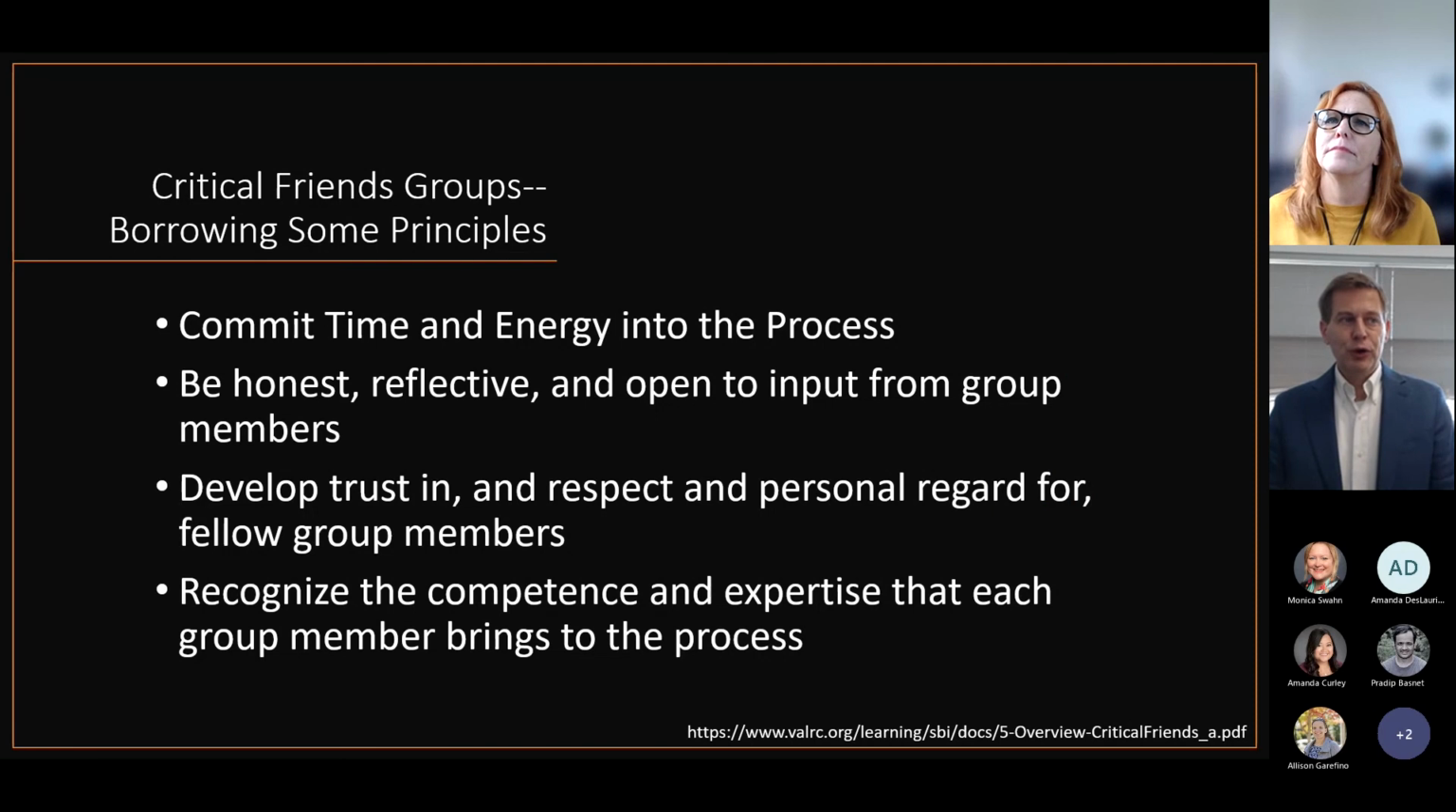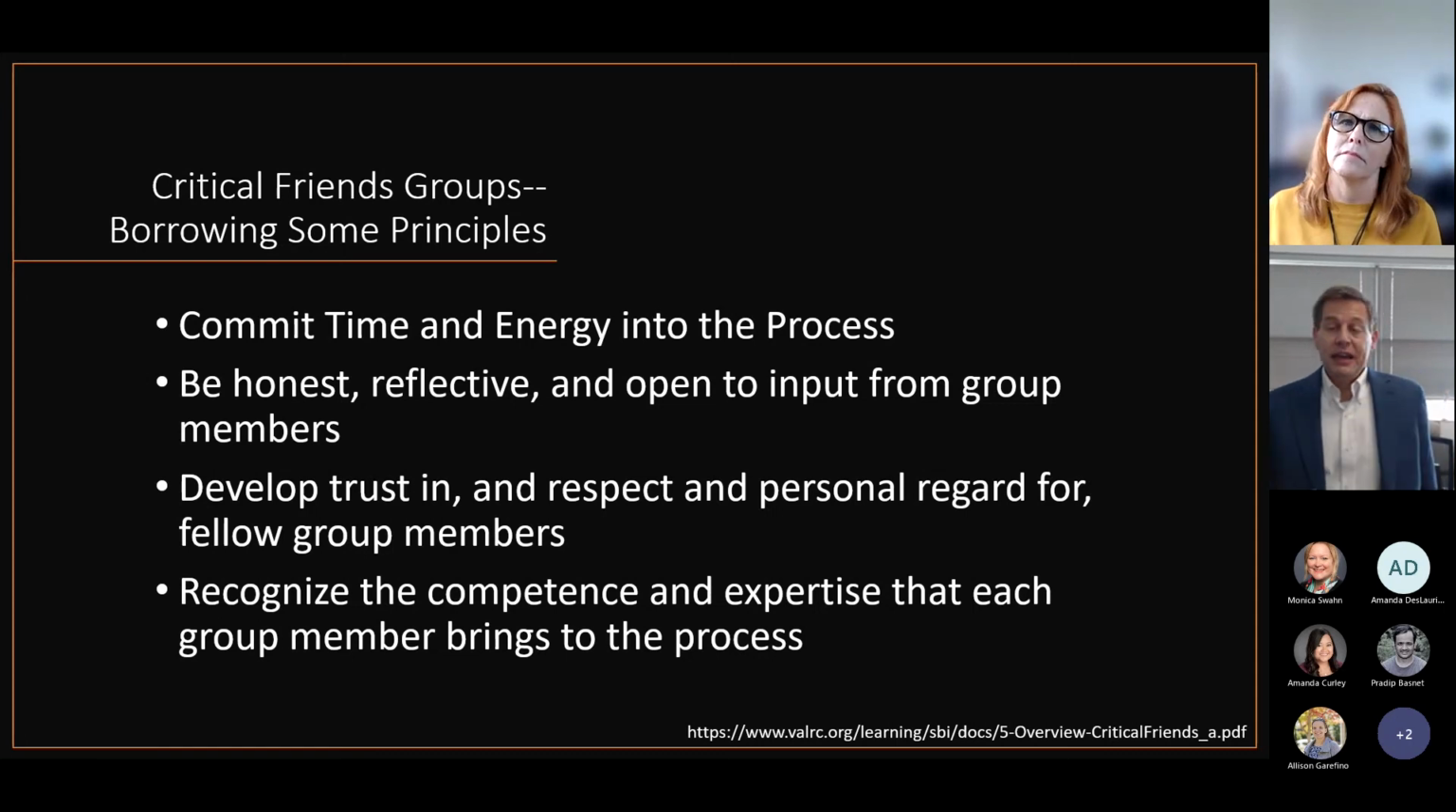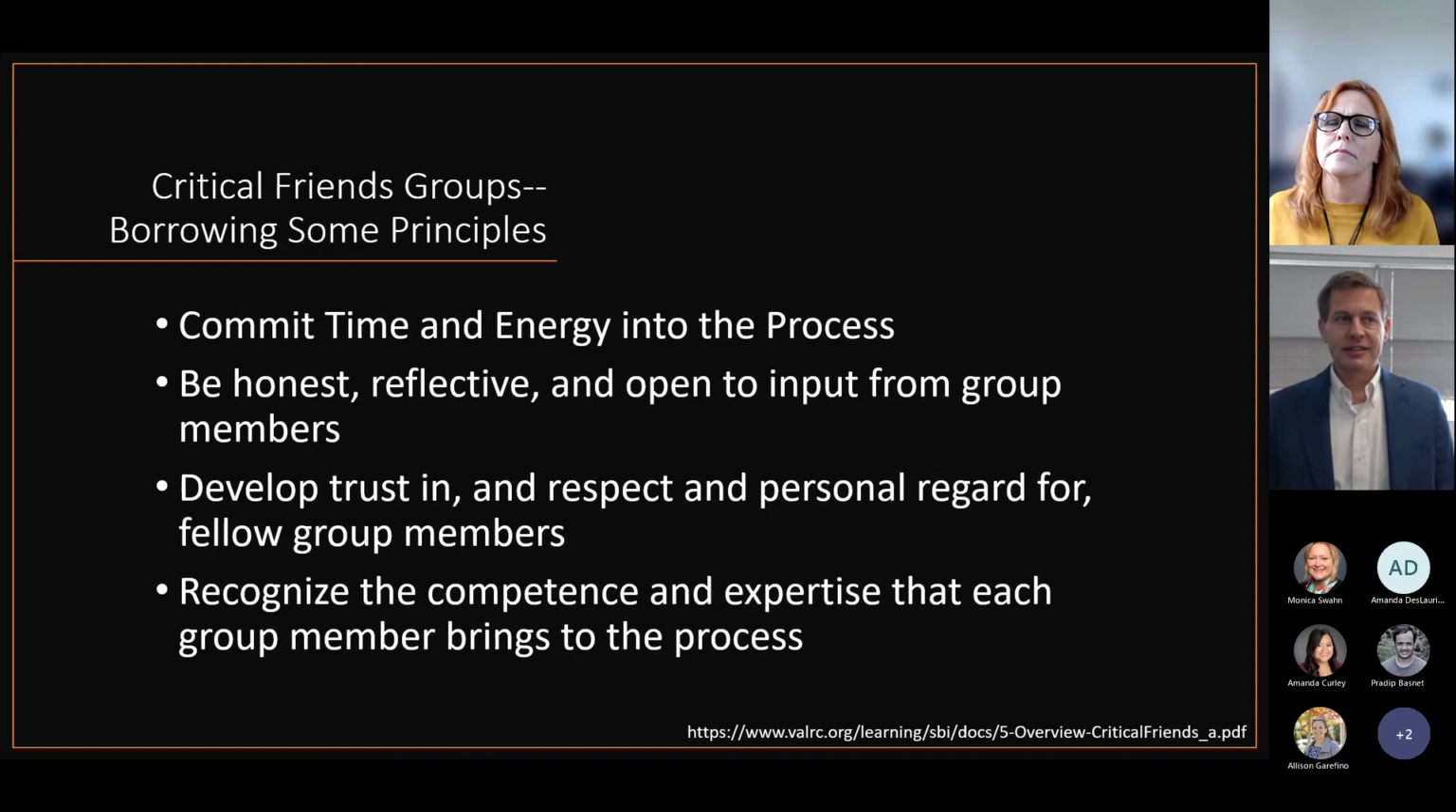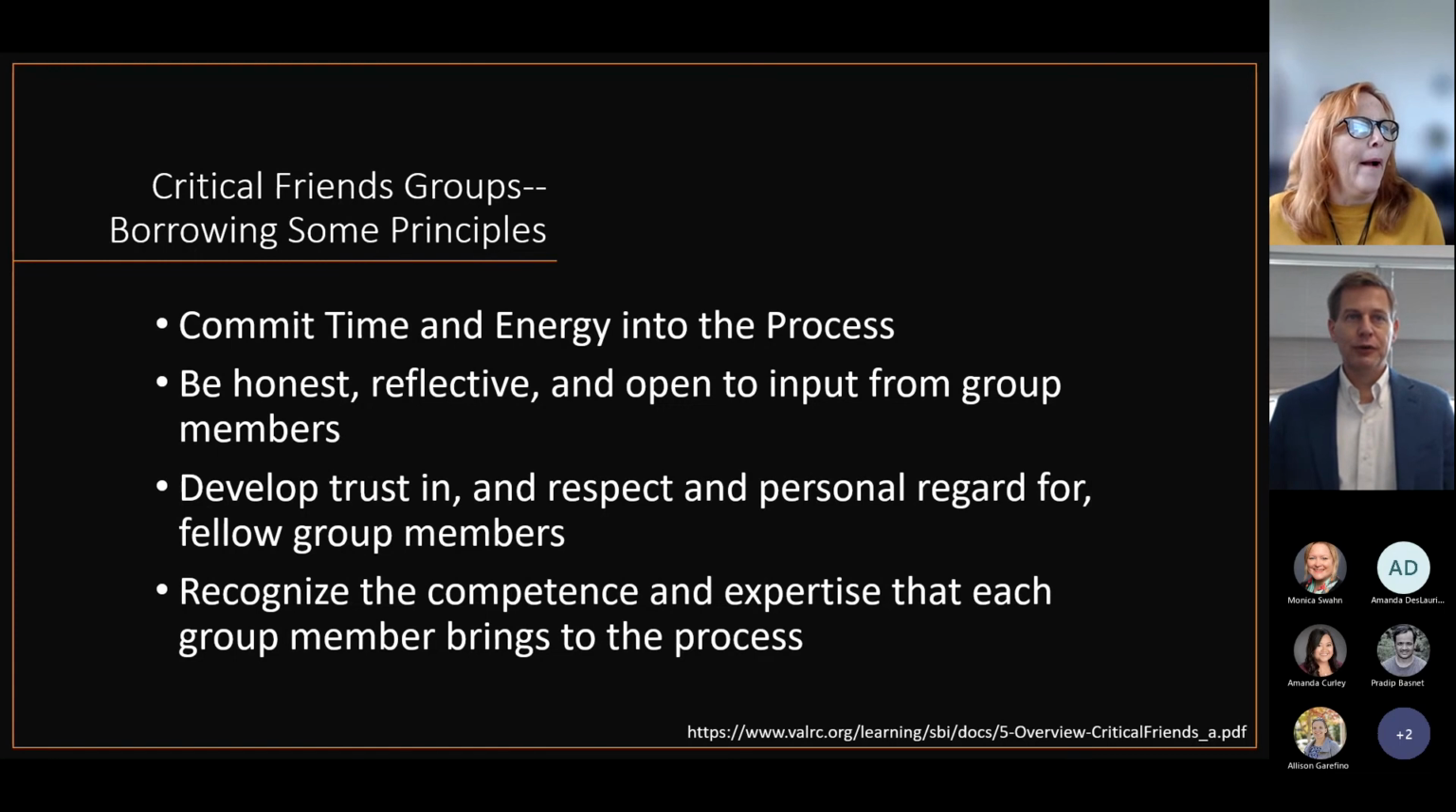The actual Critical Friends groups have some principles that they use, and I want to borrow some of them because I like these. They fit the process, and these are instructive to anyone about being a good colleague when you're helping your colleagues out. Make a commitment of time and energy into the process. We are all super busy people, but we also owe it to each other to carve out some dedicated time for these reviews. A cursory review may catch a few things, but it's not the level of help that we're hoping for in this process.